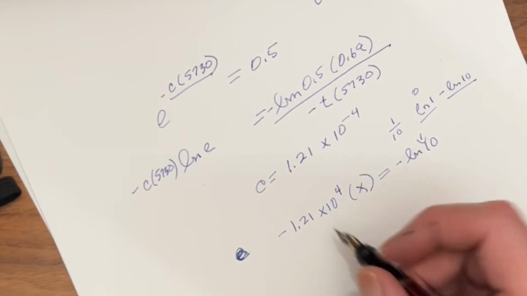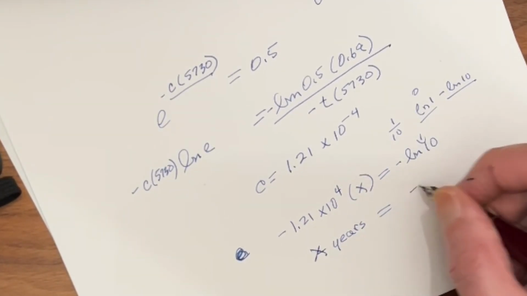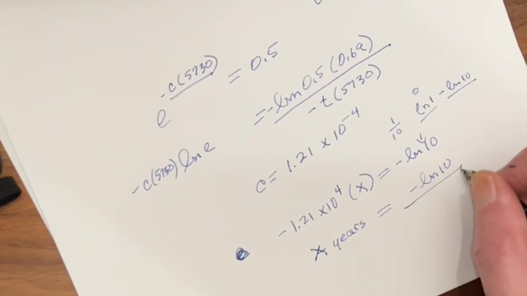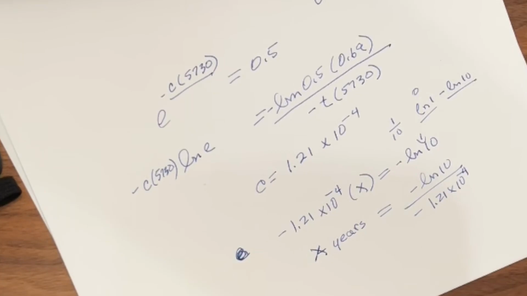So finally, what you end up with is X in years equals negative natural log of 10 over negative 1.21 times 10 to the negative fourth. And if you do the math for that, you'll see it comes out to roughly 19,000 years. But that's what you have to go through to do it on a calculator, where on a slide rule, you just read the table right off.